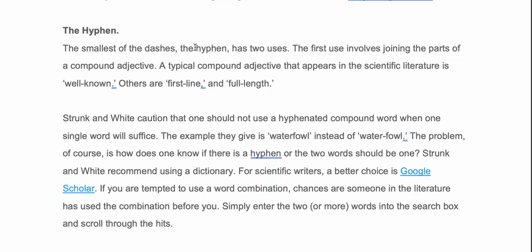The smallest of dashes, the hyphen, has two uses. The first involves joining the parts of a compound adjective. A typical compound adjective that appears in the scientific literature is well-known. Others are first-line and full-length.